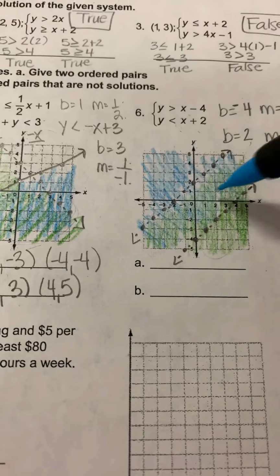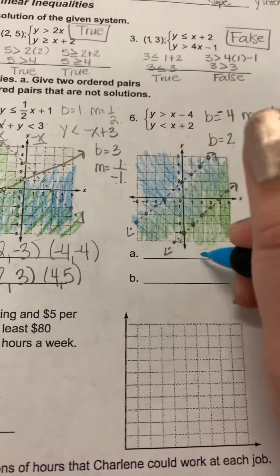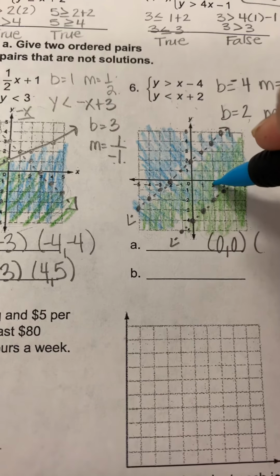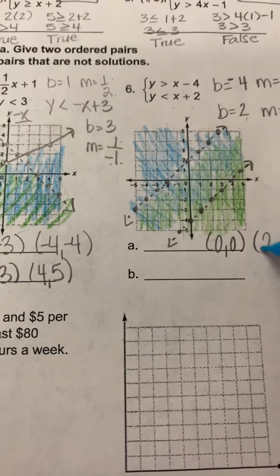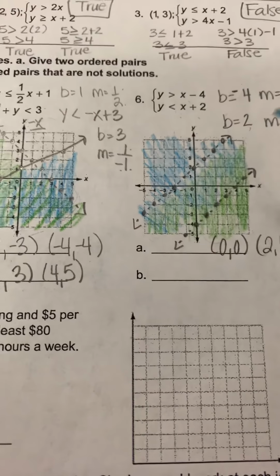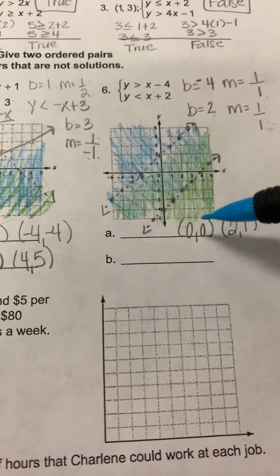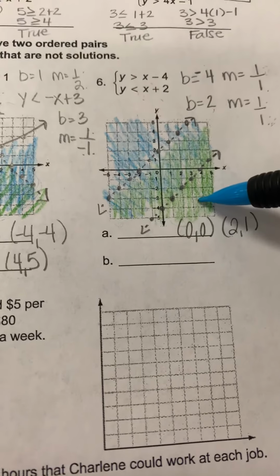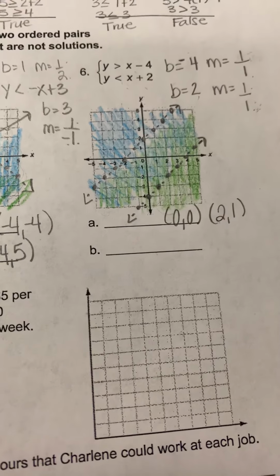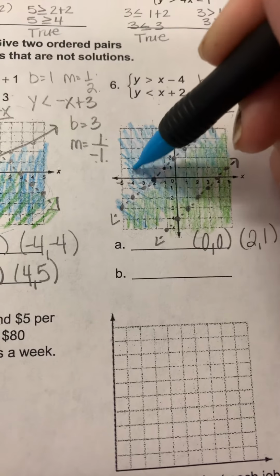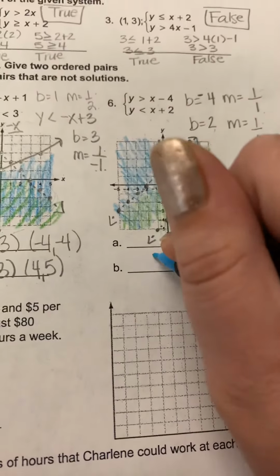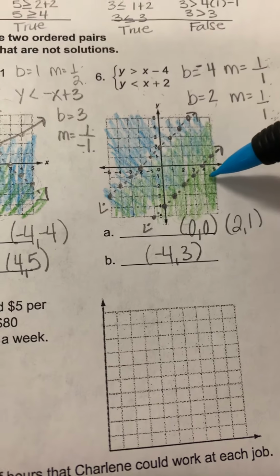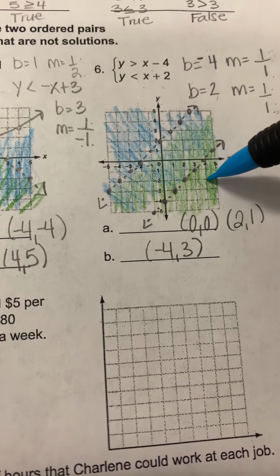So we can pick any point. We could say (0, 0) if we wanted to. We could pick anything. (2, 1). And then notice we don't have any area that has no shading in it. So we're going to have to pick points that are either in just the green or just the blue. So I'll pick one of each. So we could go over, say, -4, up 3. And down here, we could say over 4, down 2, so (4, -2).